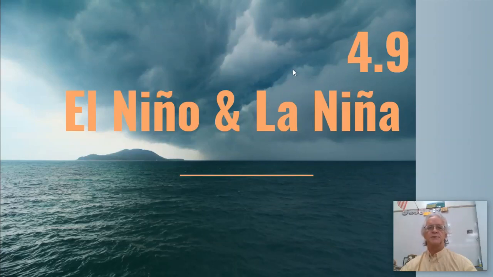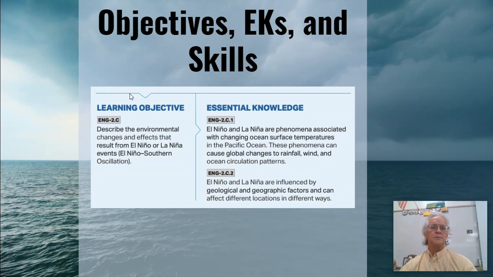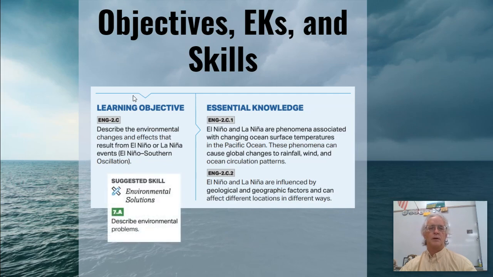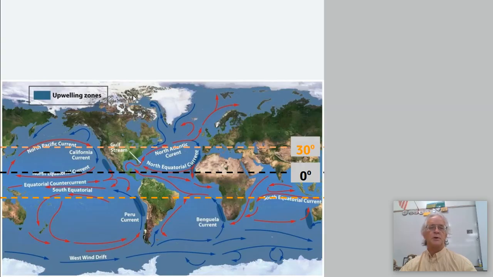We're going to be covering section 4.9 on El Nino and La Nina. The learning objective here is to be able to describe the environmental changes and effects that result from El Nino or La Nina events, also known as ENSO. We're going to be able to describe environmental problems.